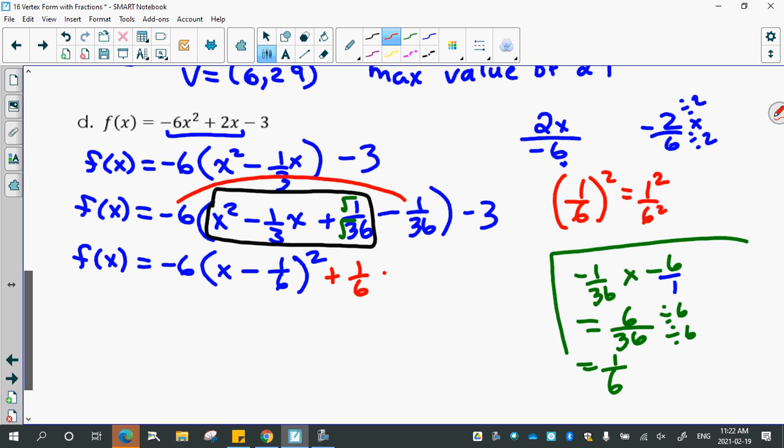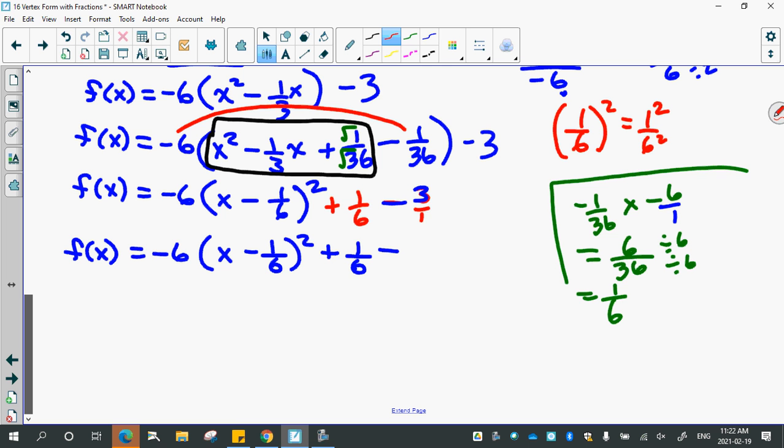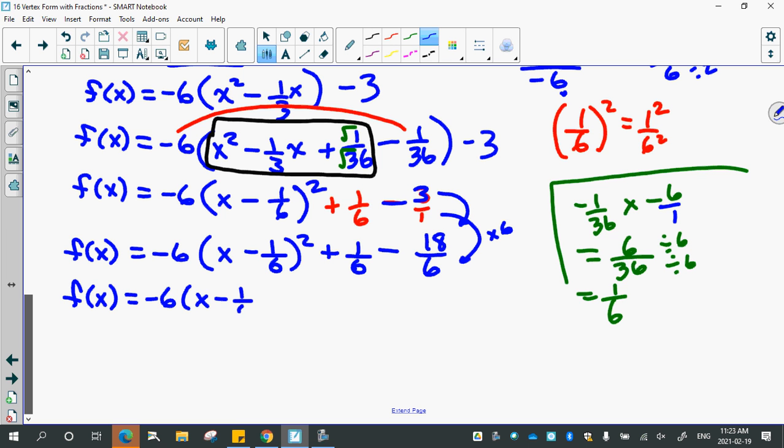And then you still need the -3, which I should have done in blue. So now my next step is I have to take 1/6 and subtract 3. Okay, so I need a common denominator there. So plus 1/6 minus, so I have to make 3/1 out of 6. So I had to multiply the bottom by 6, so I have to do that to the top as well. Okay? So I'm making -3 into -18/6. So plus 1/6 minus 18/6 is minus 17/6.